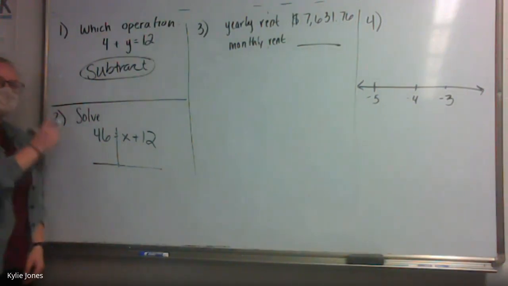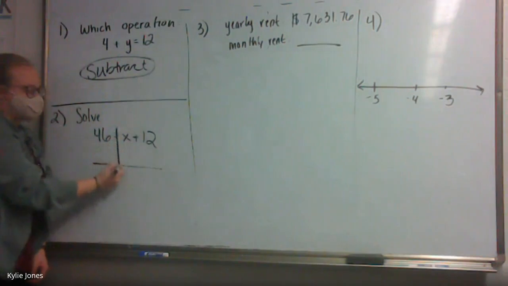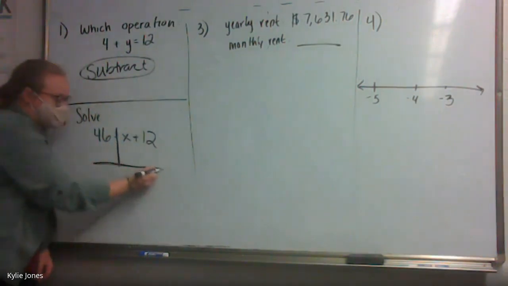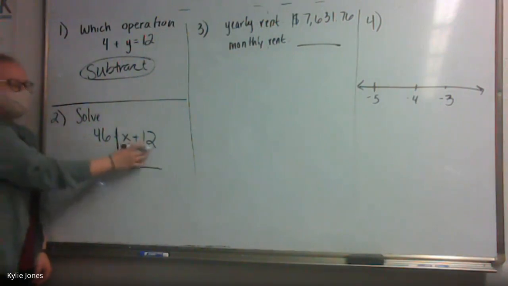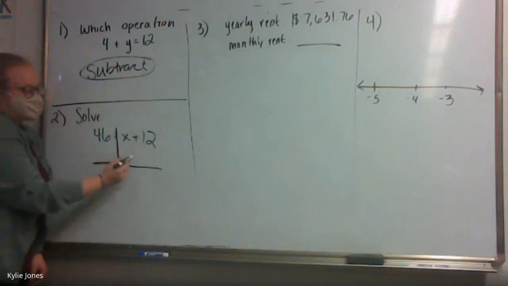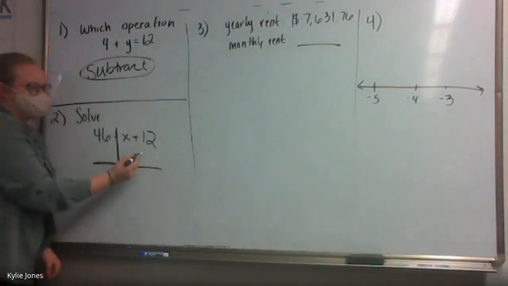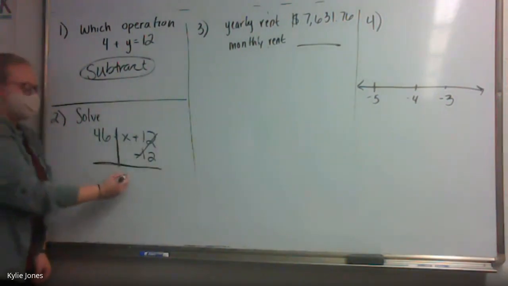Number two, we need to solve. We have 46 equals x plus 12. We need to get the x all by itself and figure out what x equals. So we can't do anything on the left side with the 46, but we need to get rid of this adding 12. What's the opposite of adding 12? Subtract how many? 12. That will cancel out, and you're left with x.